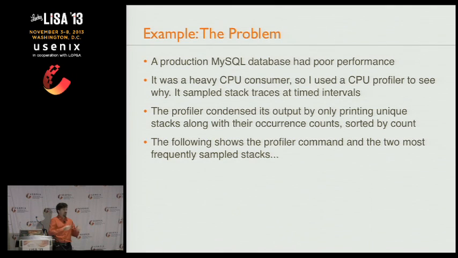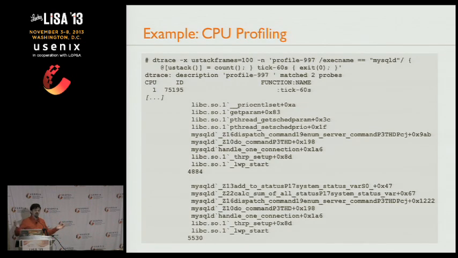When you're sampling what's on the CPUs at 100 hertz or 1,000 hertz, you can get a lot of data very quickly. By condensing it to only print the unique stacks, that reduced the data, so I have a chance of understanding what CPU code paths are hot. That's the profiler command. Those are the last two stacks that printed out. That's telling me that the very last stack, this is mangled C++, was sampled on CPU 5,530 times during the 60 seconds I was sampling at 997 hertz.